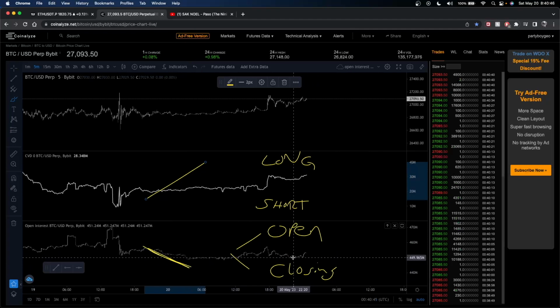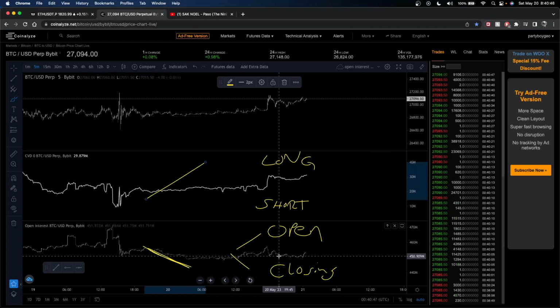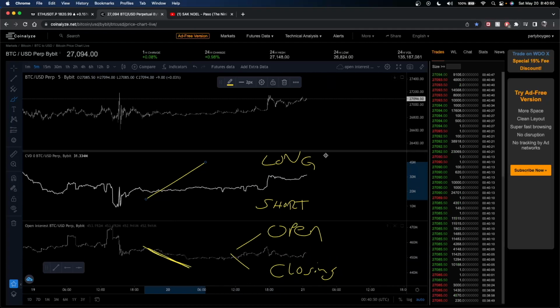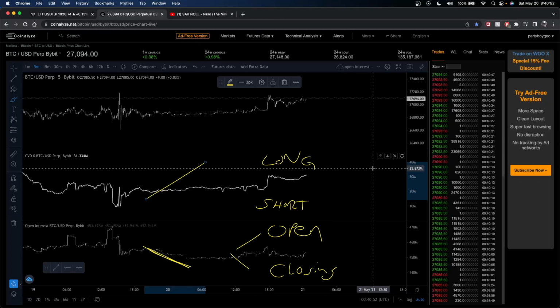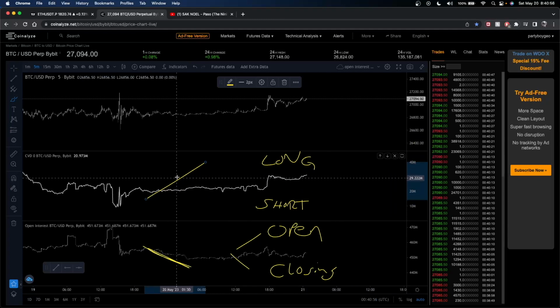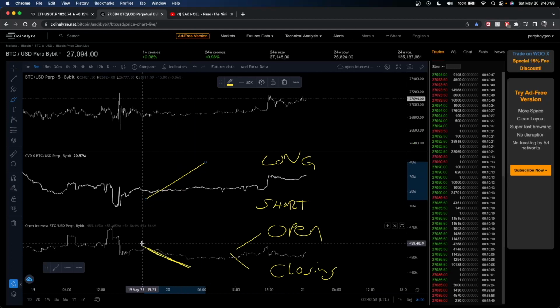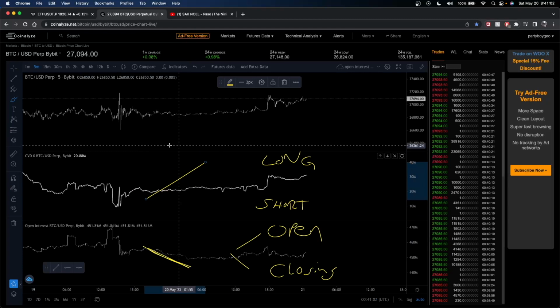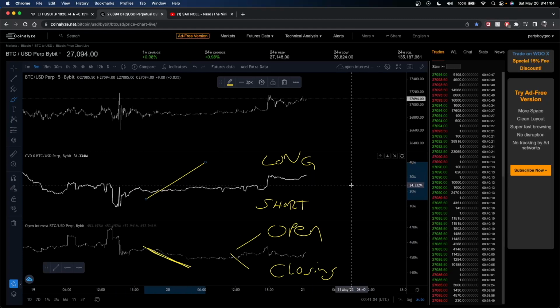So what is a closing short position? It is a long. When you're short and you hit your stop loss, it is a market buy. It's a market long. So if longs are entering the market, but the positions are closing, then people are getting stopped out or taking profits, but likely getting stopped out. I hope that made sense.